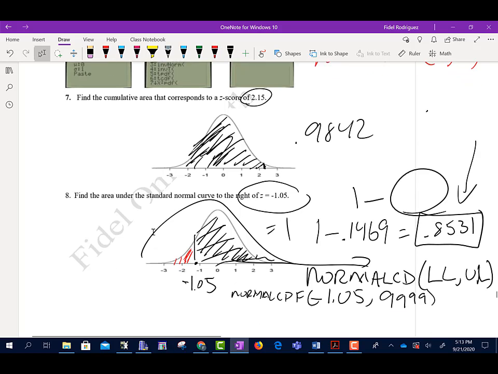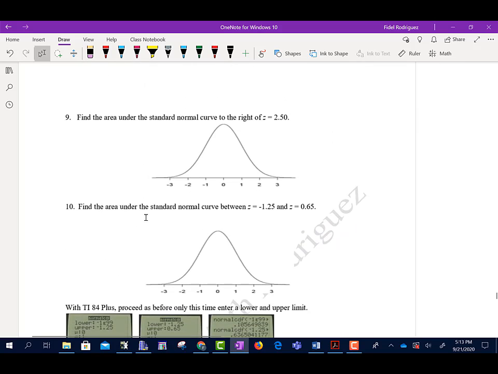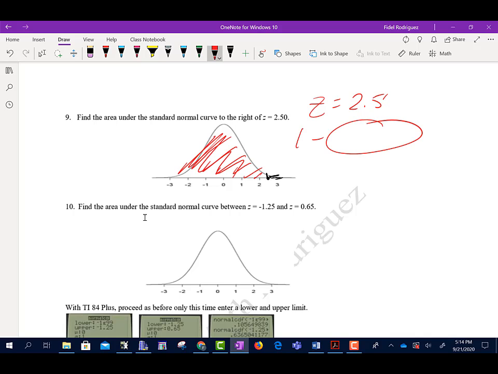Okay, so let's keep scrolling down. Here it says, find the area under the normal standard curve to the right of positive 2.50. So I'm looking for the area over here, so it's going to be a pretty small number. The way I can find that is if I use my table and go to when z is equal to 2.50, it's going to give me all of that area to the left, but then I can do 1 minus whatever number we get.